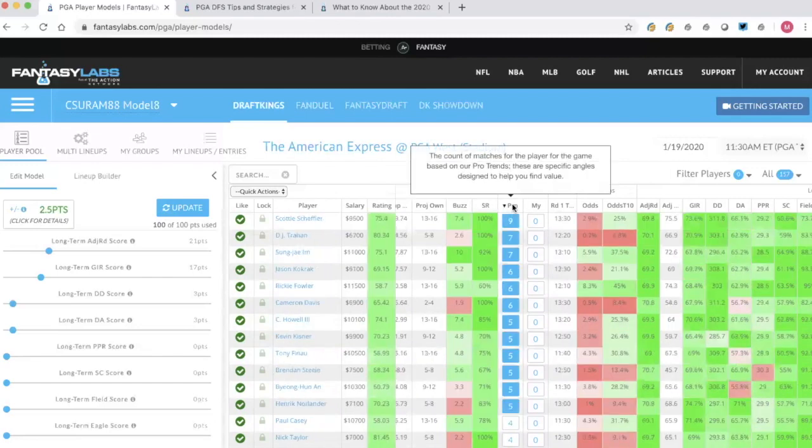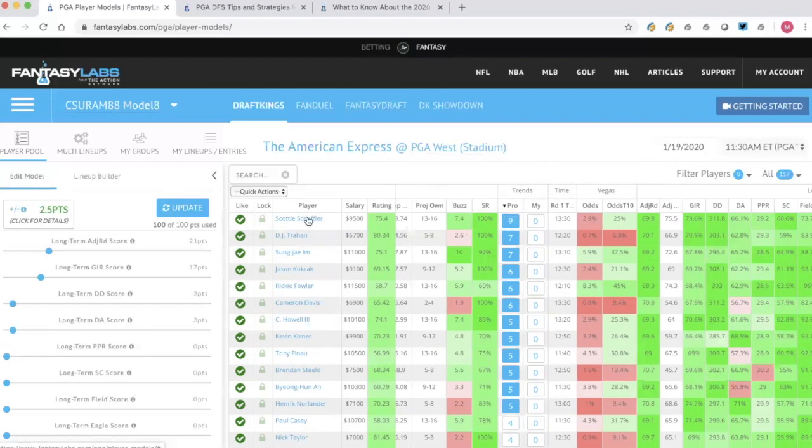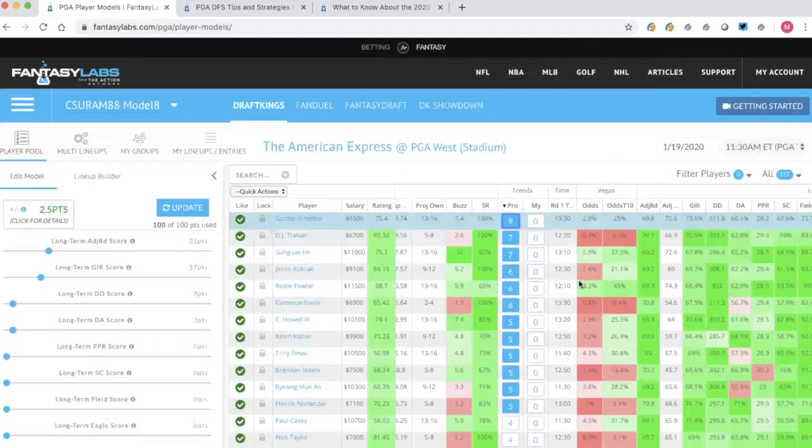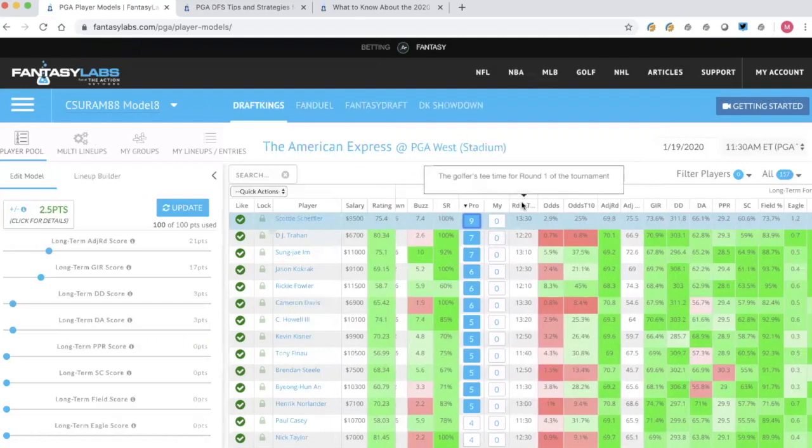Pro trends, we have this for all of our sports. It's simply the number of trends that each golfer fits that we have identified to historically provide fantasy value. So Scottie Scheffler here is leading the field this week with 9 pro trends, and you can see he's meeting a bunch of different criteria. You also have your trends that you can build your own using the trends tool, and then the tee time.